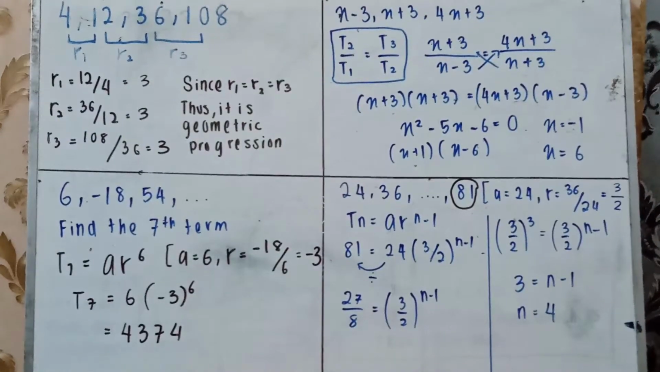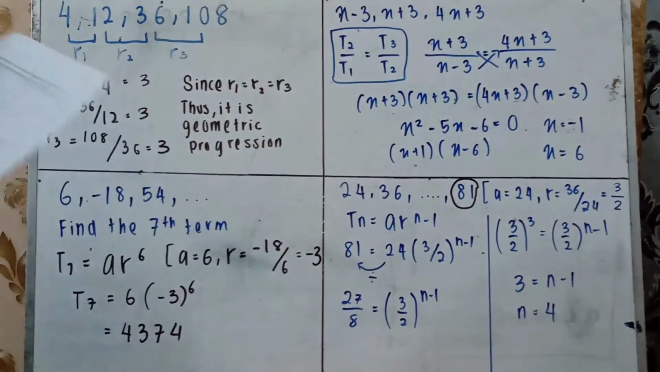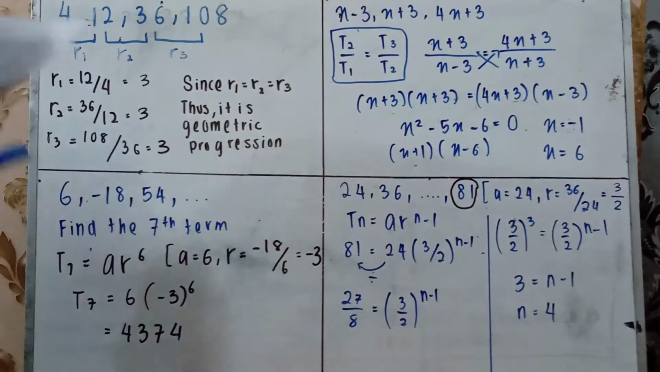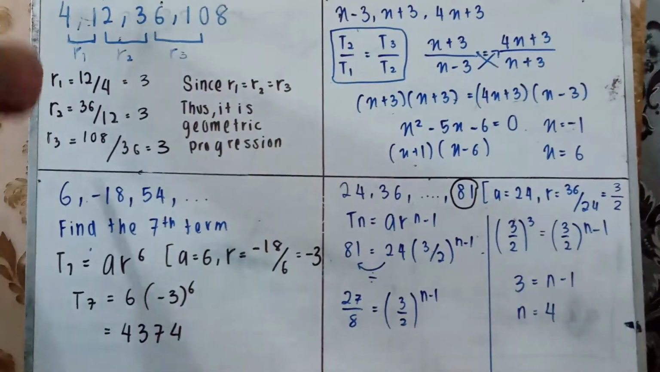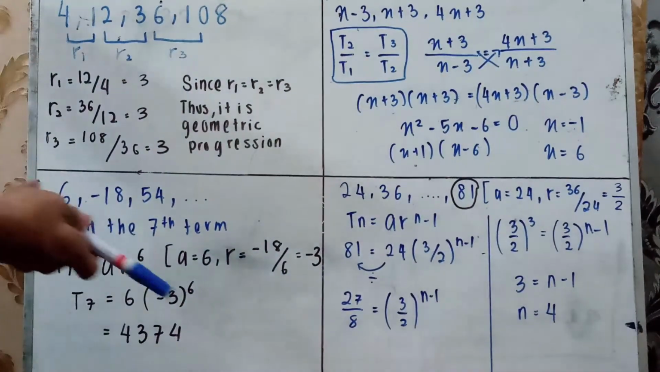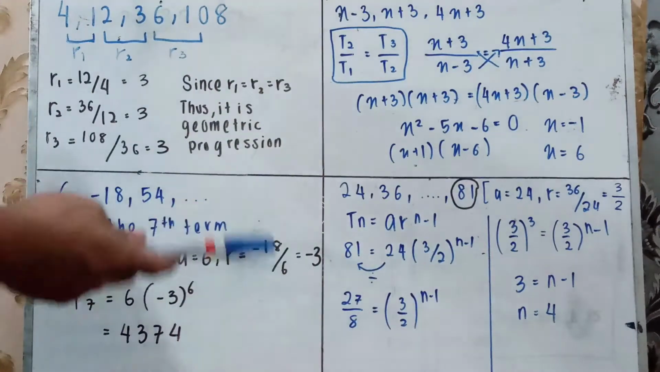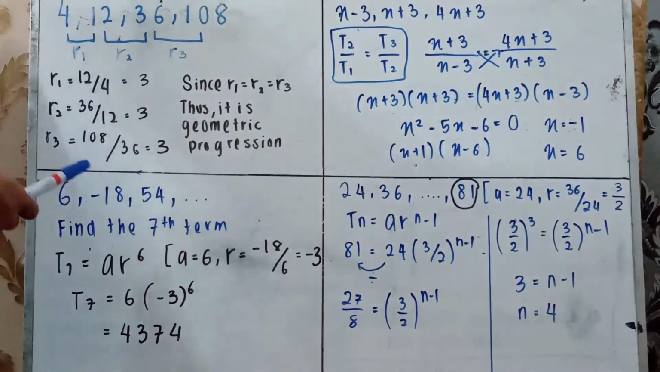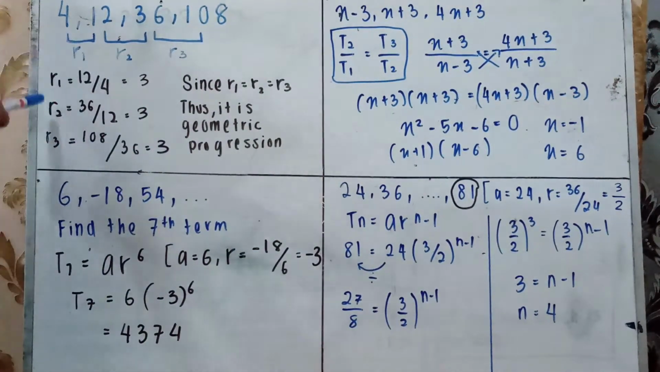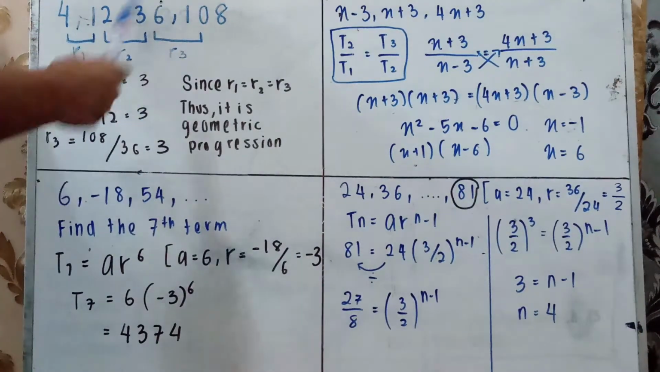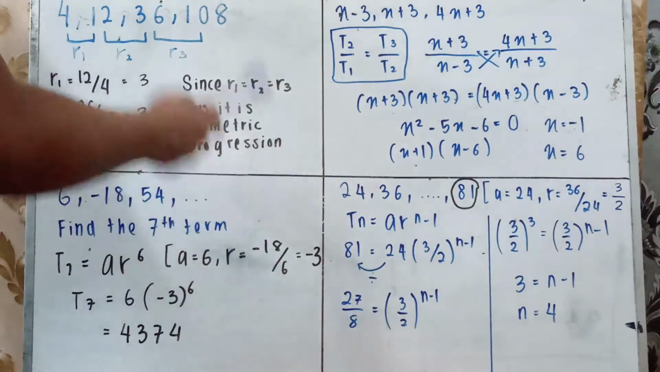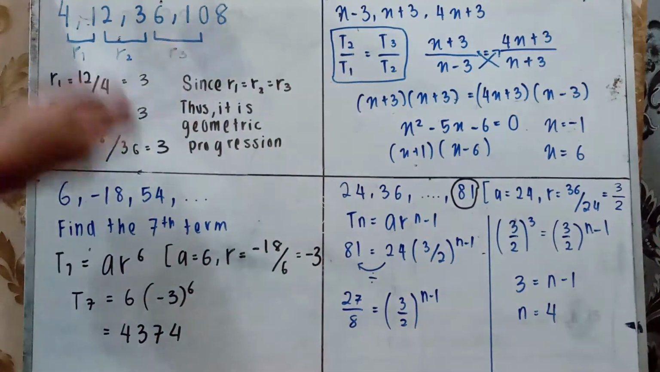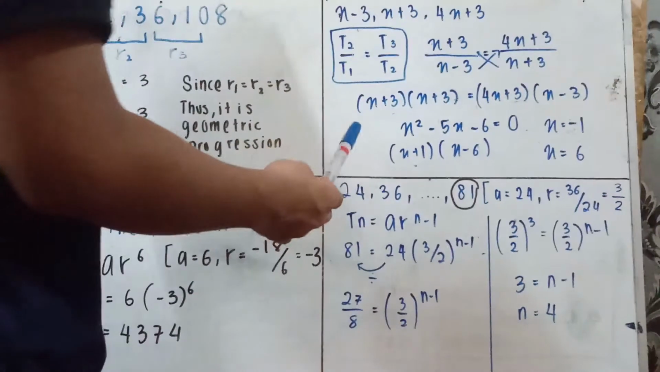For a better understanding of geometric progression, we will do some exercises. Now, we need to state whether the following terms is a geometric progression or not. It is the same as the arithmetic progression, in which you need to state one by one the R, and if the R is the same, you can say that since R1 equal to R2 equal to R3, thus it is a geometric progression. Next, we need to find the X.